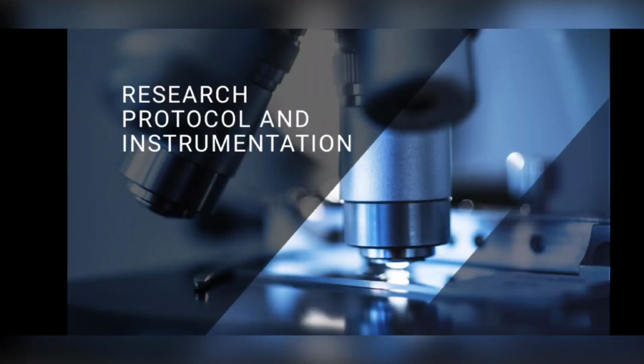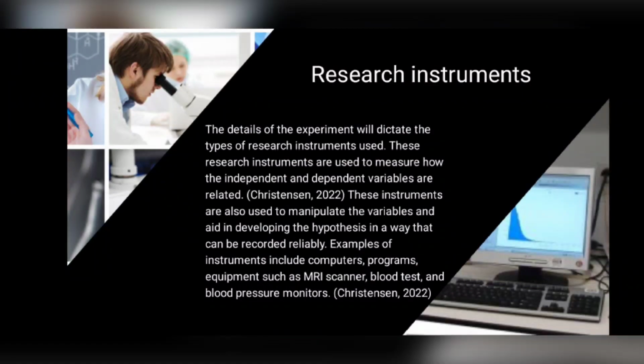Research protocol and instrumentation. The details of the experiment would dictate the types of research instruments used. These research instruments are used to measure how the independent and dependent variables are related and can include MRI scanners, blood tests, and blood pressure monitors.